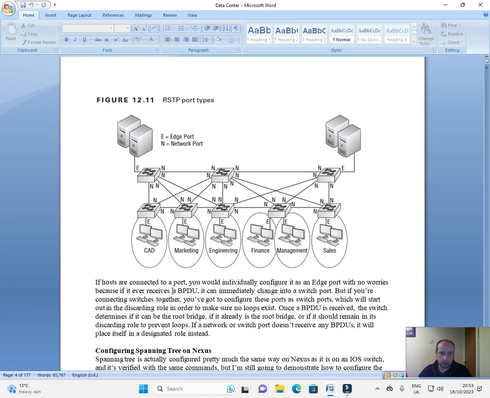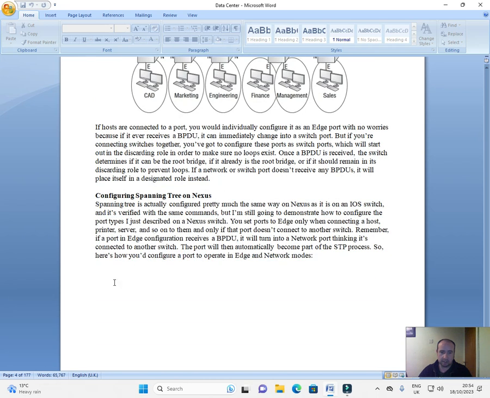If hosts are connected to a port, you would individually configure it as an edge port with no worries, because if it ever receives a BPDU, it can immediately change into a switch port. But if you're connecting switches together, you've got to configure these ports as switch ports, which will start out in the discarding role in order to make sure no loops exist. Once a BPDU is received, the switch determines if it can be the root bridge, if it already is the root bridge, or if it should remain in its discarding role to prevent loops. If a network or switch port doesn't receive any BPDUs, it will place itself in a designated role.